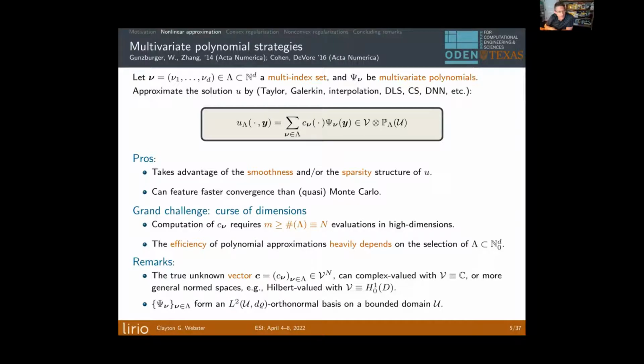And so, again, just to point out that the coefficient could be complex valued, or more generally, it could be function valued, for example in the PDE setting, or at least the simple PDE setting, this could be, say, H10. I'll always assume throughout today's talk that this is an orthonormal system, and in fact, a bounded orthonormal system based on the assumptions.